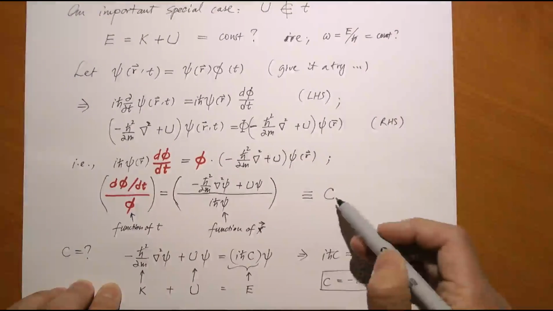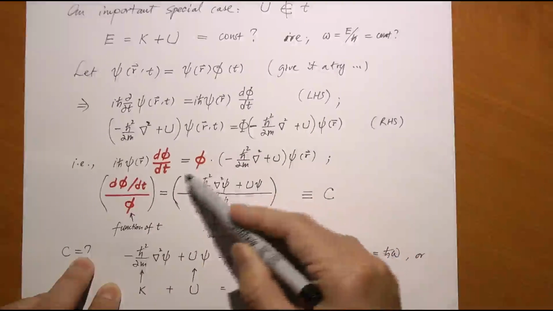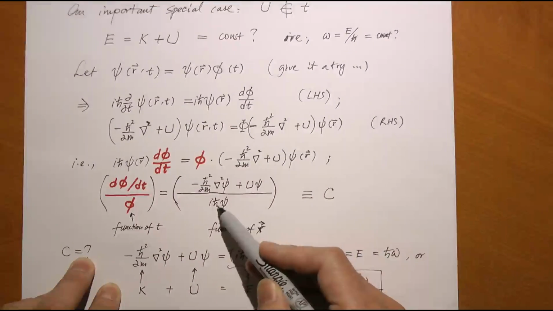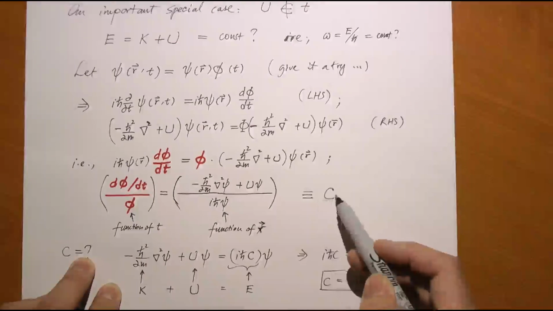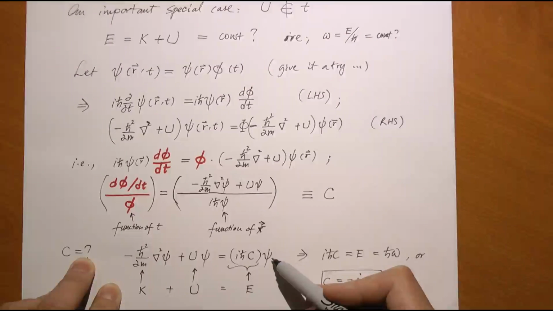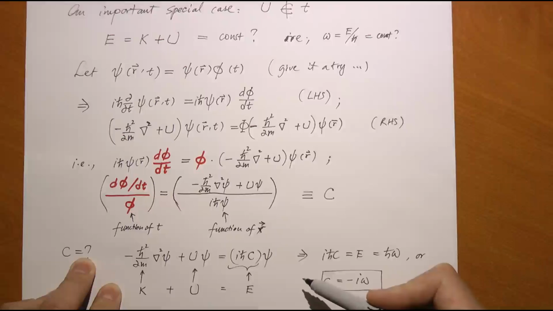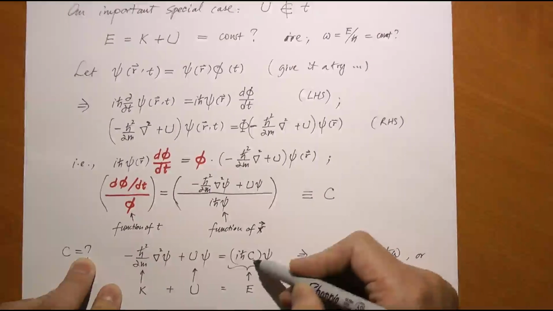Let's call that constant C. So what is C equal to? Well, let's equate this with C. I'm going to move the denominator iħφ to that side, so I get iħ C times φ. This φ, again, is only the space part, has nothing to do with time anymore. We can now take a look at what this C is equal to.